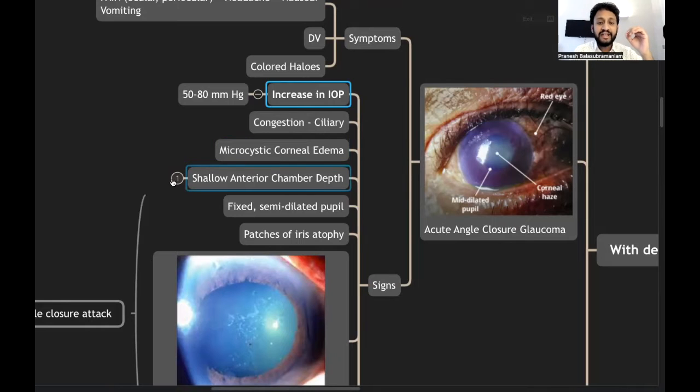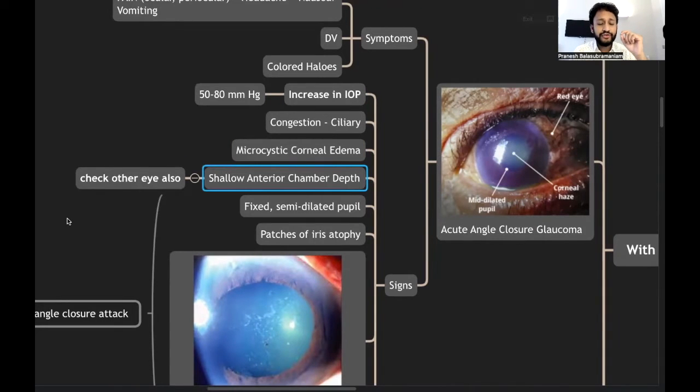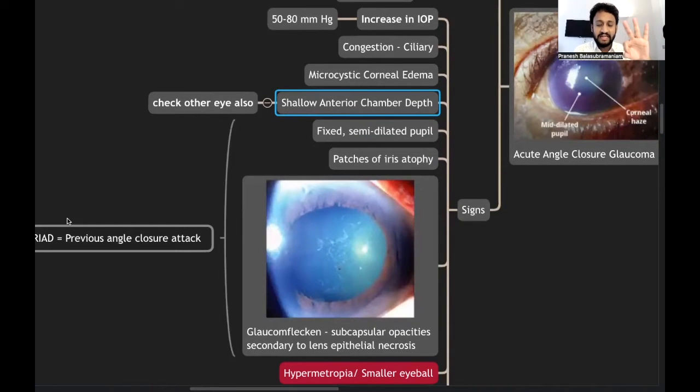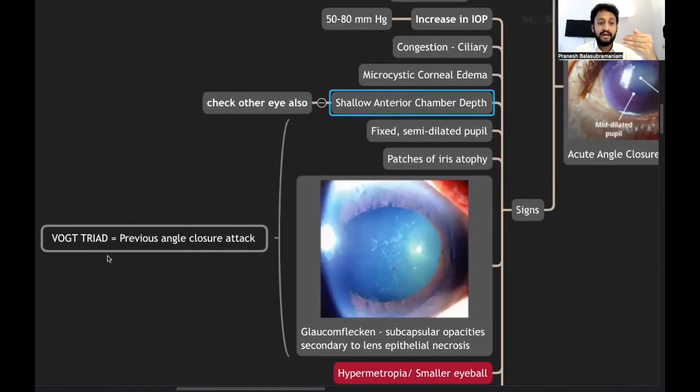A shallow anterior chamber depth is very important, and you should also check the other eye as well. That's very crucial, a very important point for any resident out there. So if you see an angle closure glaucoma, look for the other eye, look for any signs of risk factors for angle closure attack. More importantly, smaller eyeballs, or in case of high plus power or hypermetropia. All right. Now, there are three important signs which you will see in a patient who has had a previous angle closure attack, which you may see in a current or recent attack as well.